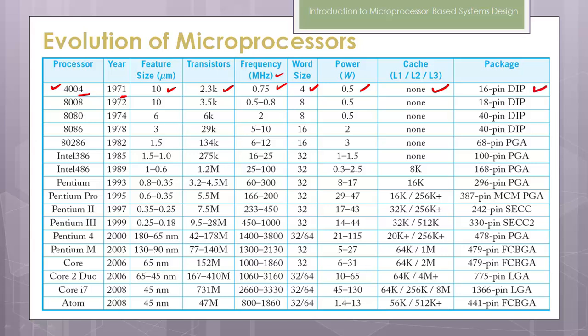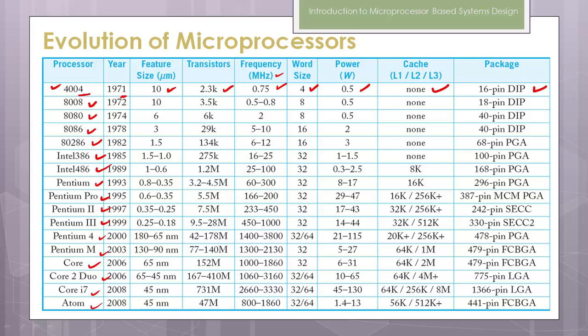Then next is 8008, then 8080, then 8086, then 80286, then Intel 386, then Intel 486, then Pentium, then Pentium Pro, Pentium 2, 3, 4, Pentium M, Core, Core 2 Duo, Core i7, Atom. Now you can see these are the various microprocessors that have been launched.